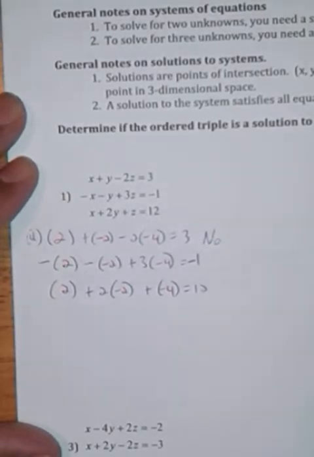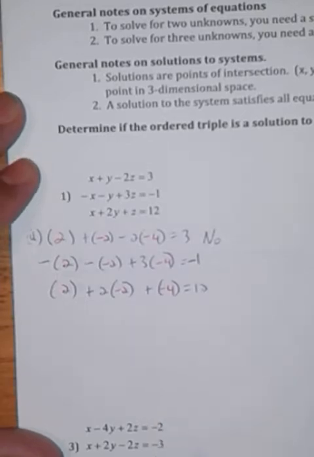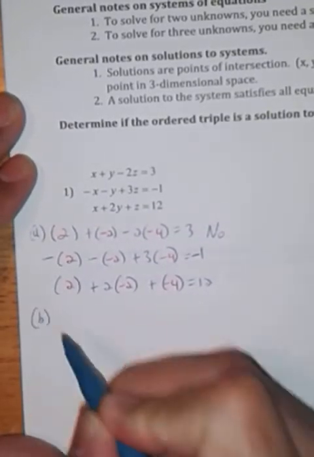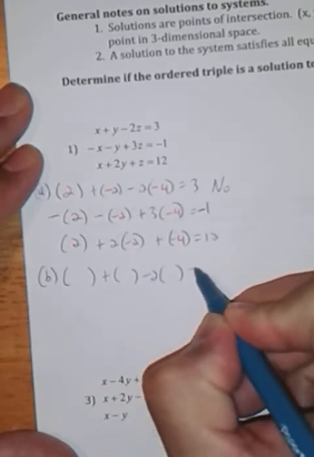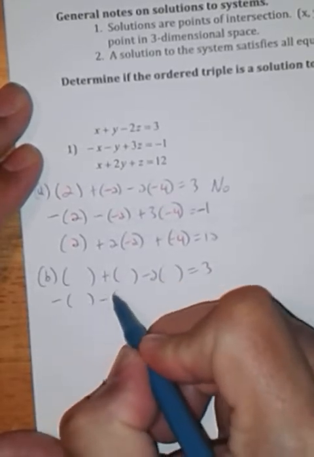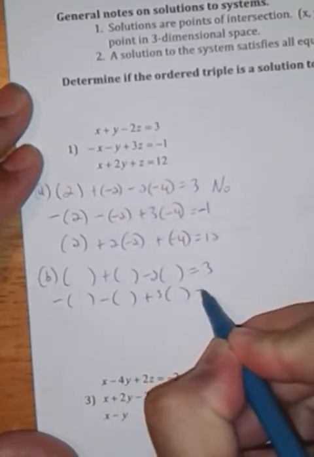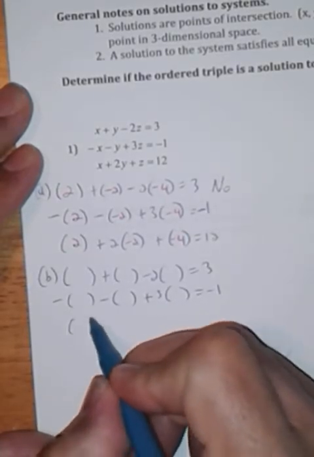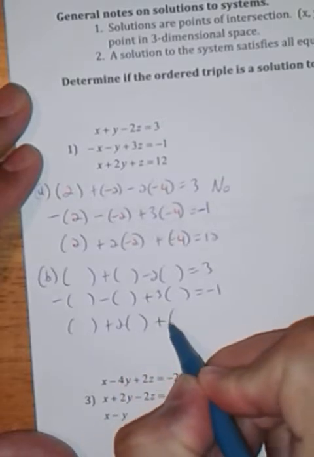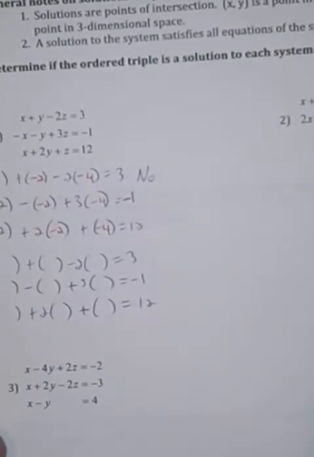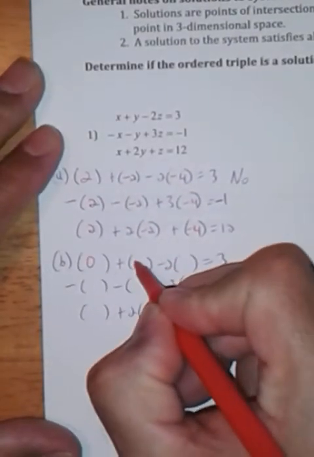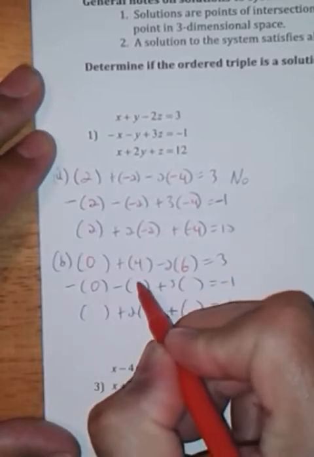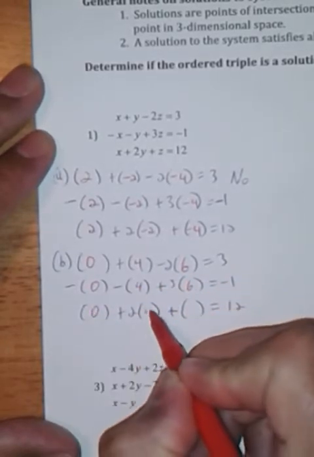By the way, it's a yes or no question. Is it a solution? Okay, let's try B. The triple 0, 4, 6. Same system: x plus y minus 2z equals 3, negative x minus y plus 3z equals negative 1, and x plus 2y plus z equals 12. And again, we're just going to write in the values we're given. So 0, 4, and 6, and these are in order.